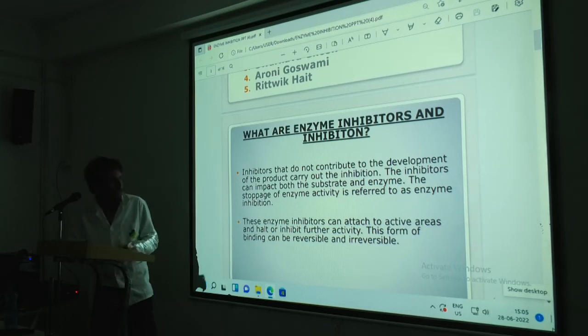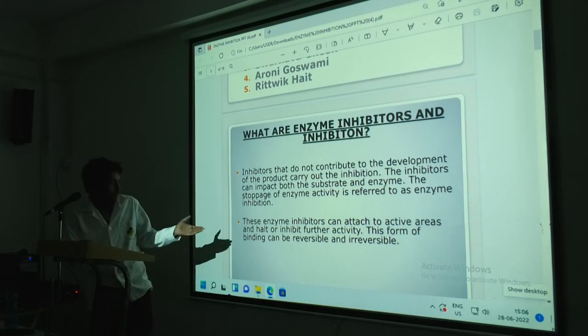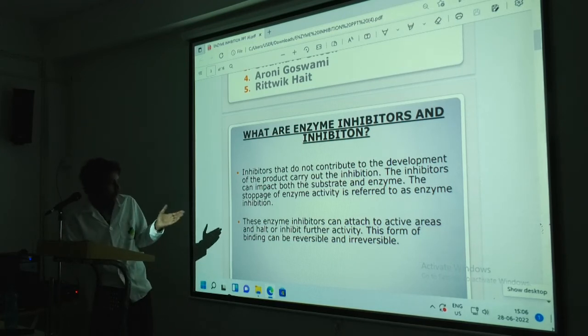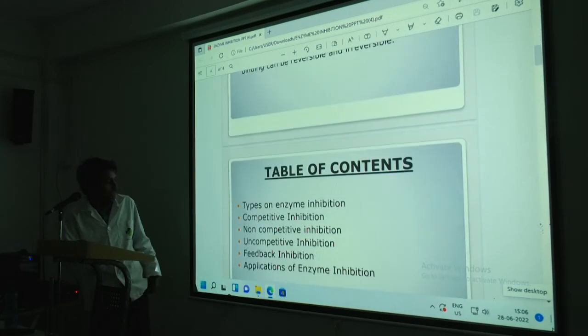So basically, there is an enzyme and there is a substrate. The substrate is attached to the active site of the enzyme and forms an enzyme-substrate complex, which then dissociates to form the enzyme and the product. Now, when any inhibitor is present, there is a competition between the substrate and the inhibitor. These enzyme inhibitors can attach to active areas and halt or inhibit further activity. This form of binding can be reversible or irreversible.